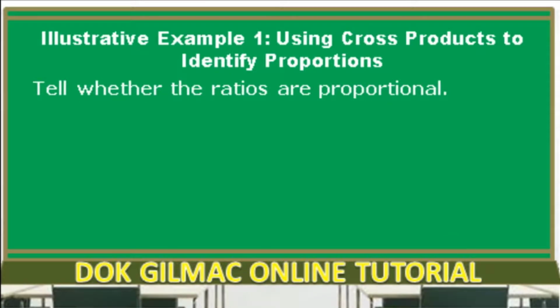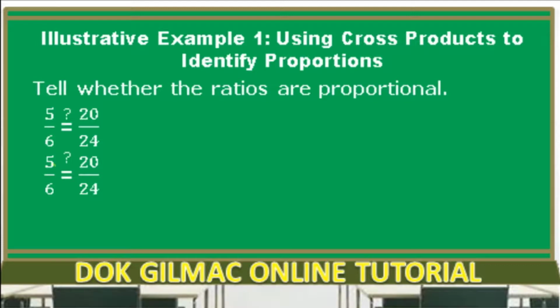Consider illustrative example number 1. Using cross products to identify proportions, tell whether the ratios are proportional. 5/6 is equal to 20/24. So let's determine whether these two given ratios are proportional. 5/6 is equal to 20/24.